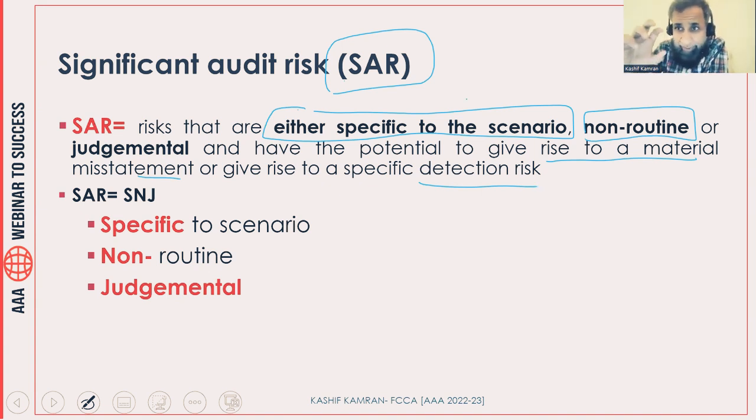Okay, look at the finalization. SAR, significant audit risk, is equal to SNJ.